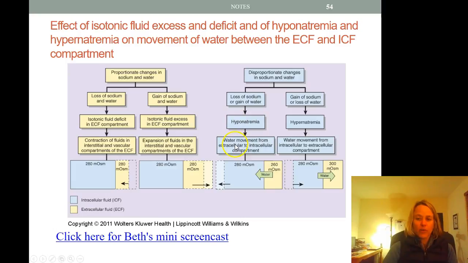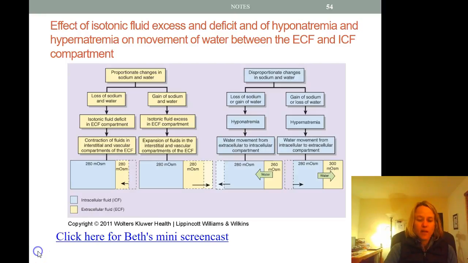And this is going to cause water movement from the extracellular to the intracellular compartment. Okay, so we're going to see an expansion of the intracellular compartment or cellular swelling. Or we could have a gain of sodium or loss of water leading to hypernatremia. And this is going to cause water movement from the intracellular to the extracellular compartment, resulting in a shrinkage of cells.